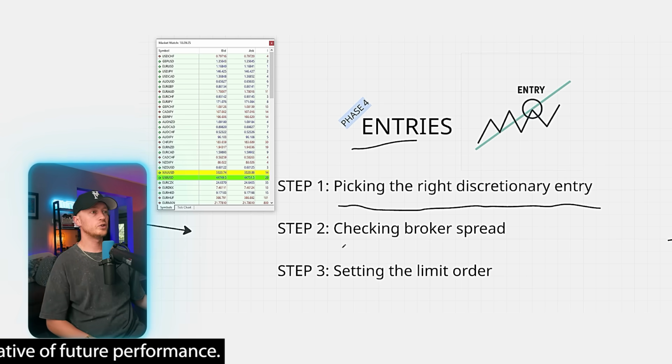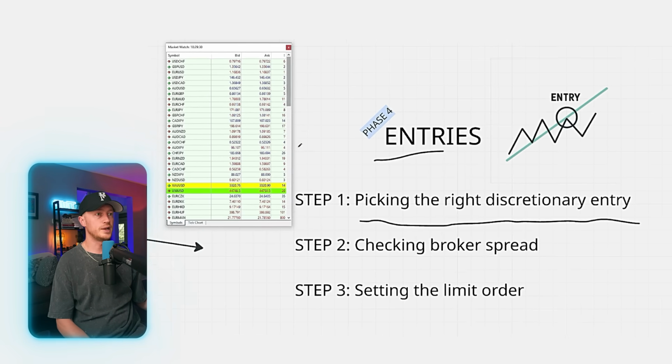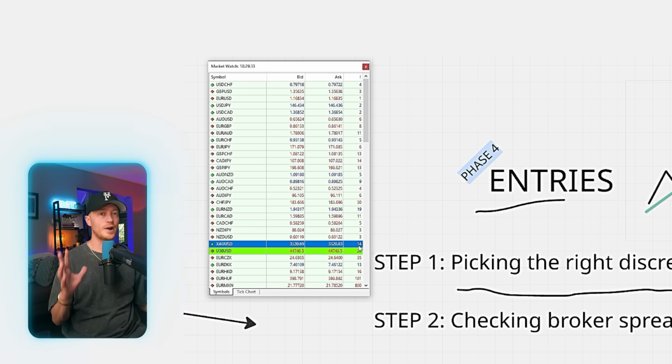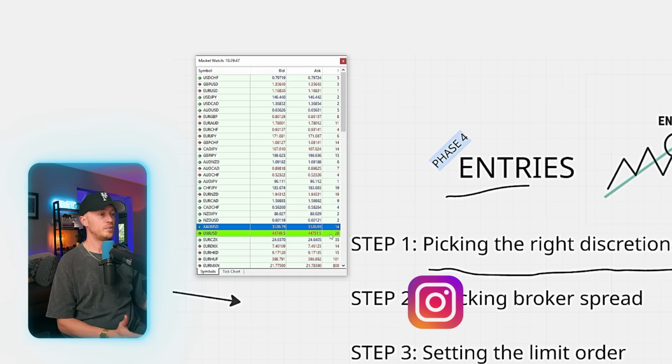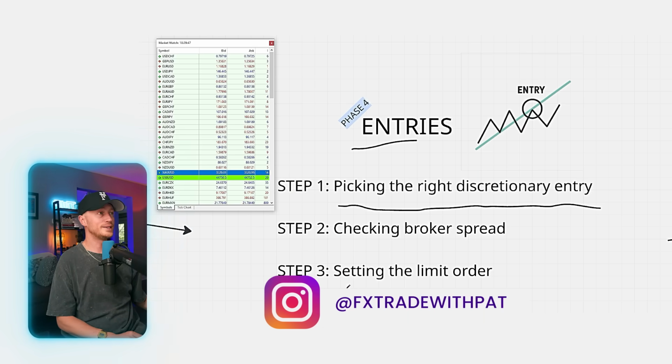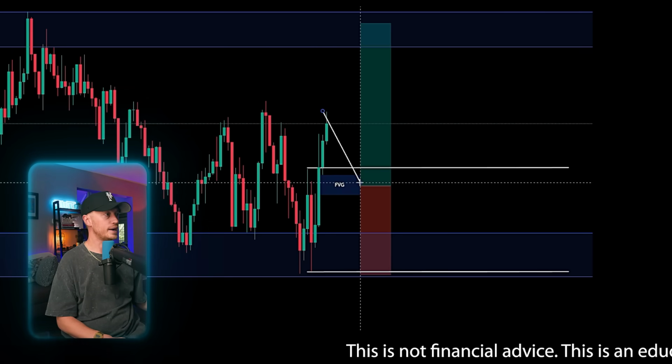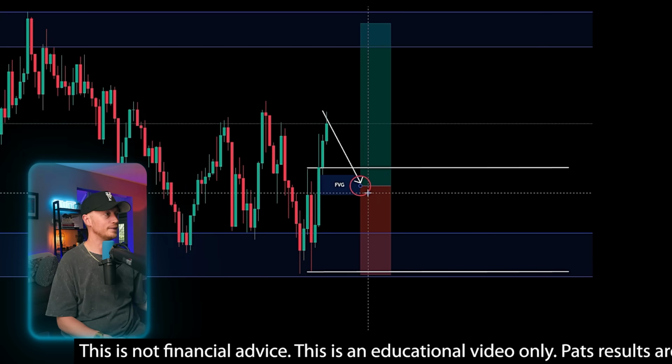Now, the next thing you want to do is check your broker spread right here, XAUUSD at 14. That's absolutely fine. That's a good spread. You could trade that. Anything under 30 is pretty good for gold. Then, depending on the type of trade, you want to set your limit order. So on this trade, I was waiting for price to pull back right here. So that's where I would put my limit order.